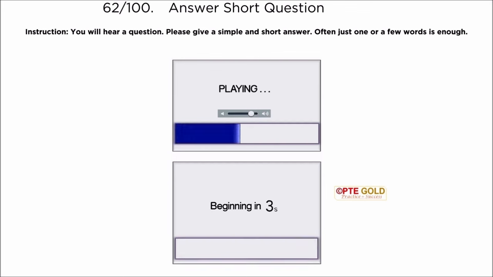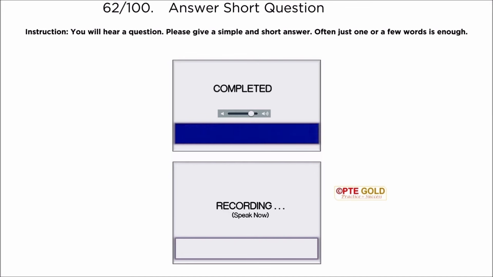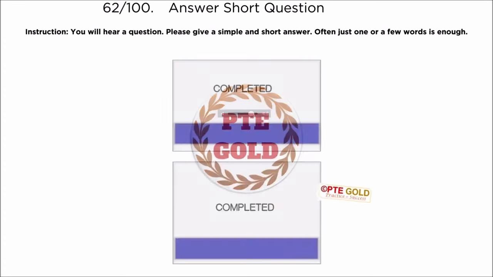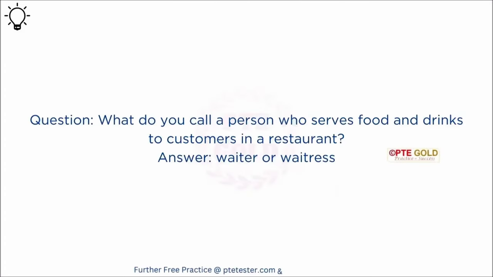What do you call a person who serves food and drinks to customers in a restaurant? Waiter or waitress.